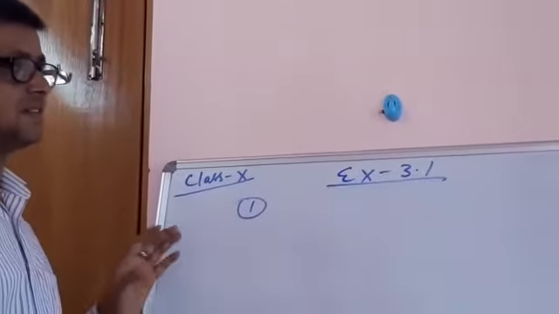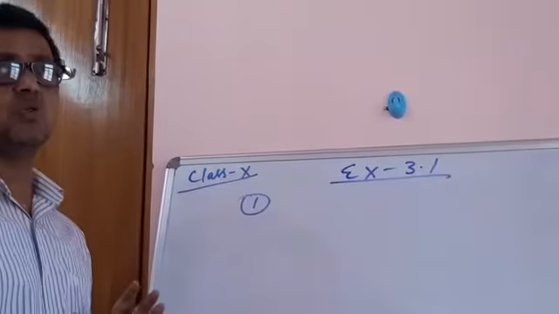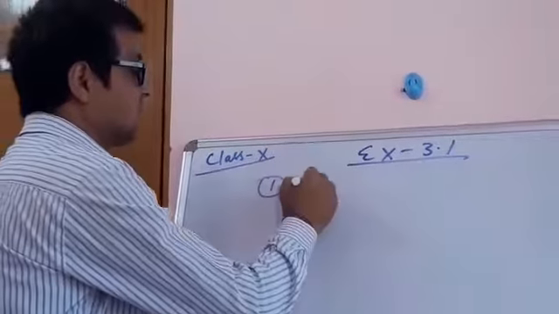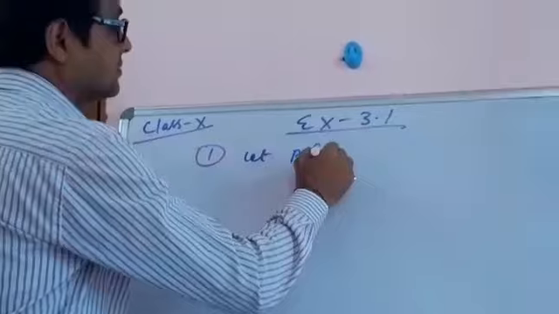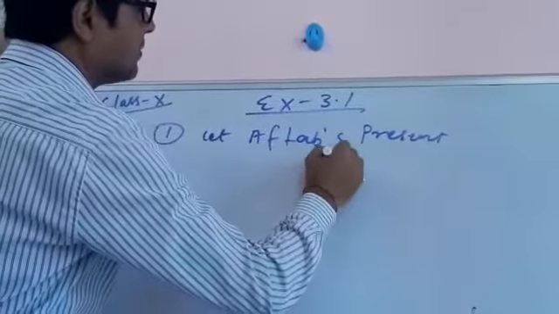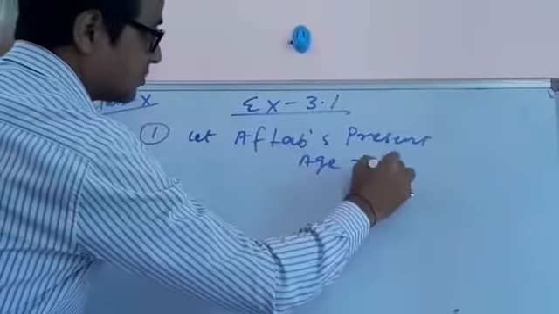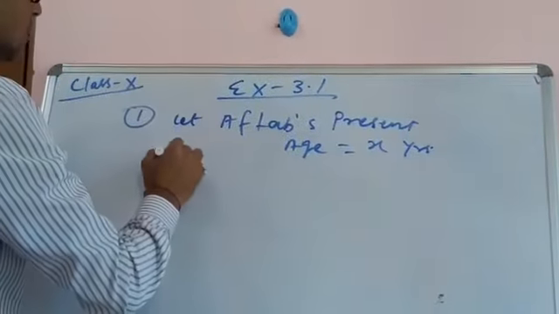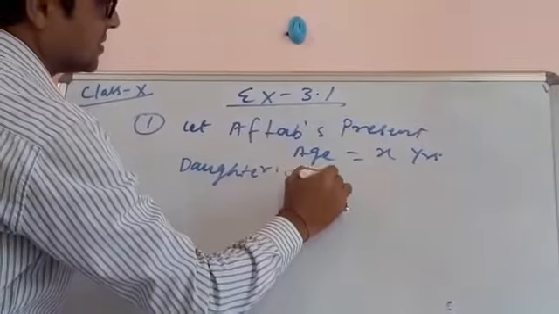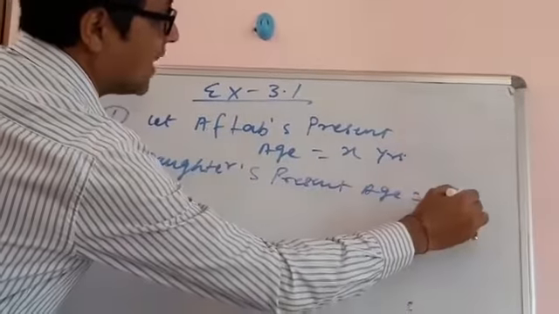See, what is the challenge here? The challenge is that the statement given needs to be changed into an algebraic scenario. So let us begin. First, we'll let Aftab's present age be, wherever the question is based on ages, we'll start with the present ages. That is, suppose x years, and the daughter's present age is given as y years.